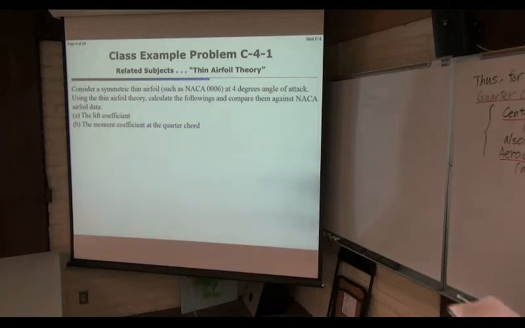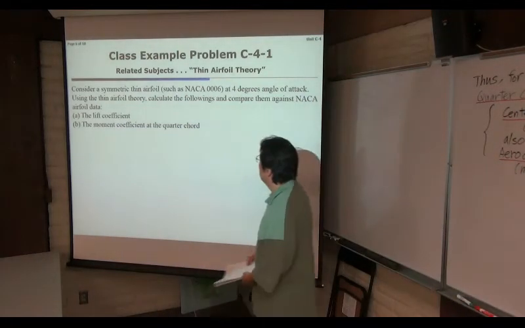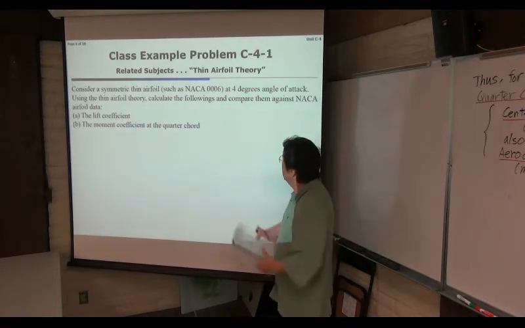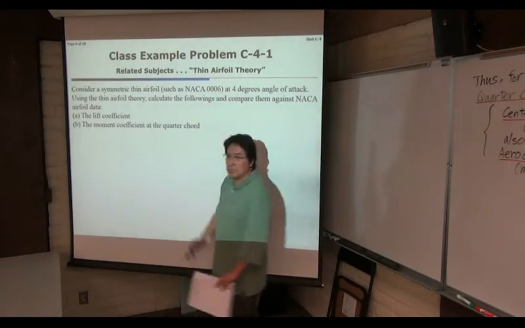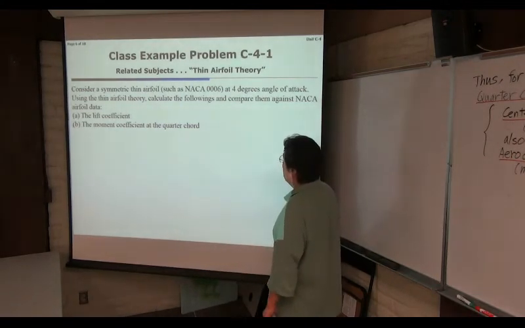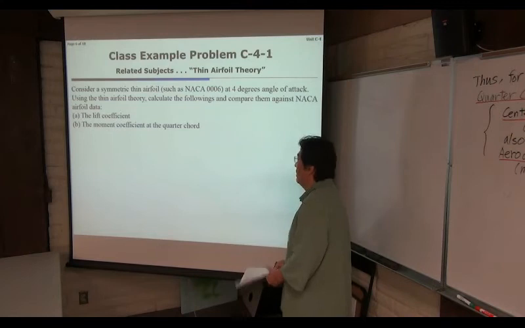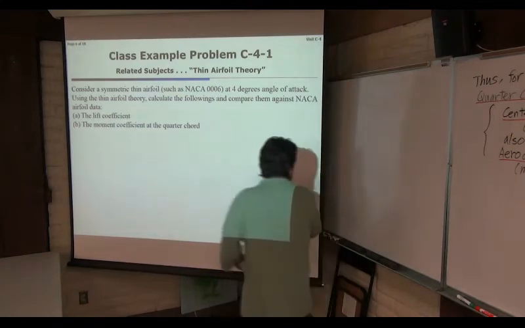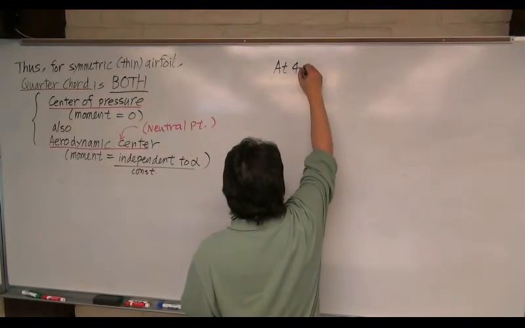Those are very, very easy examples. So let's consider a symmetric thin airfoil, a good example is NACA 0006. This is symmetric, with maximum thickness at the quarter-chord of 6 percent of the chord. Let's put this airfoil at 4 degrees alpha, and calculate the following using symmetric airfoil theory. Part A, lift coefficient at 4 degrees.